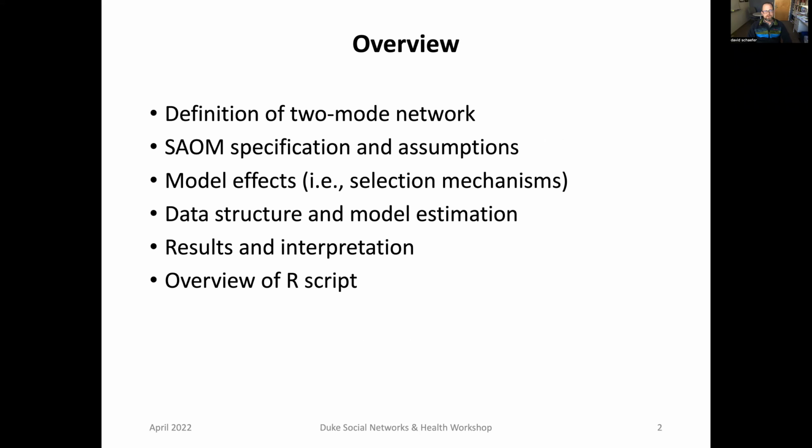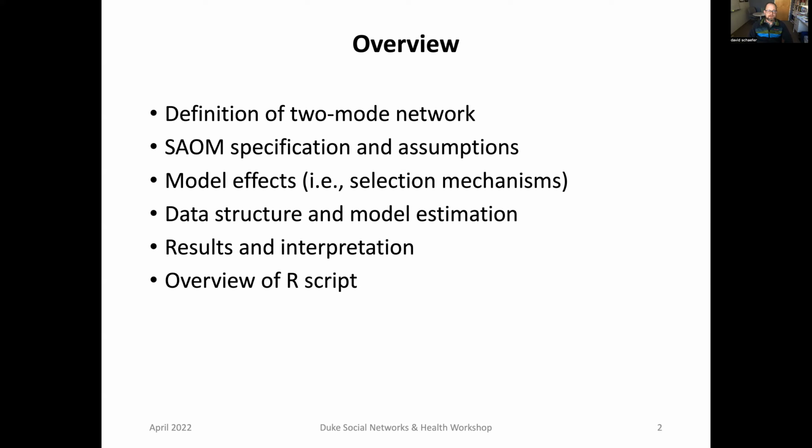Just to give you a brief overview of what this lecture will cover, I'm going to start off talking about what a two-mode network is, make sure we're on the same page. Then I'm going to talk about SAOM or Siena model specification and assumptions when modeling change in two-mode networks. I'm going to assume that you already know something about Siena models, that you've watched a previous lecture or have estimated them. So again, I'm assuming you're coming in with some working knowledge and won't be covering all the basics of the model itself, mainly just how things are different with the two-mode network.